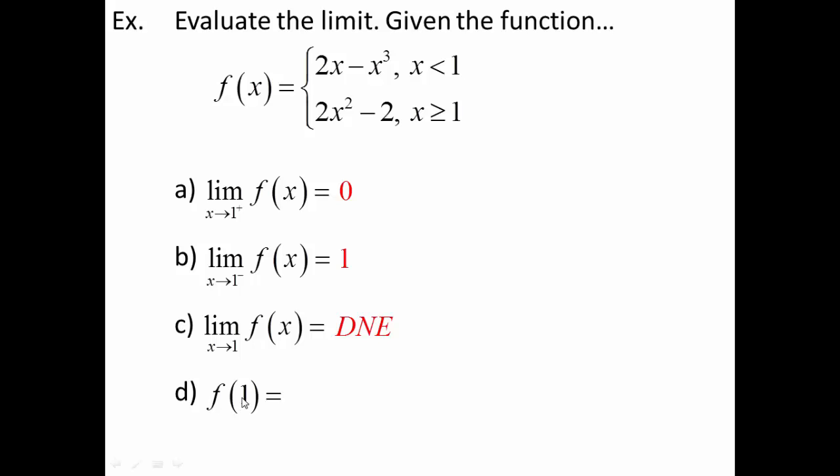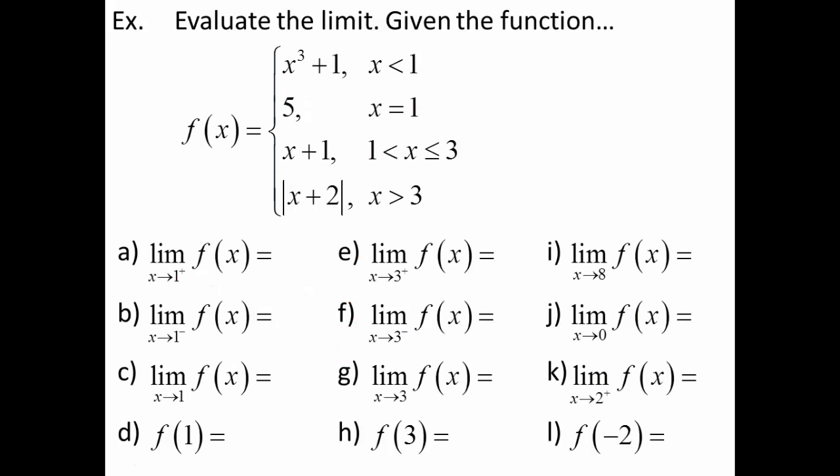If I want to know what f is at 1, I simply look for the equal sign. So at 1, I'm going to use this function, and I get an answer of 0. So the limit does not exist, but the function value does exist, and it's 0. Here's that same style of question, just over and over and over again. Why don't you go ahead and give these a try on your own. Pause here, play when you're ready.